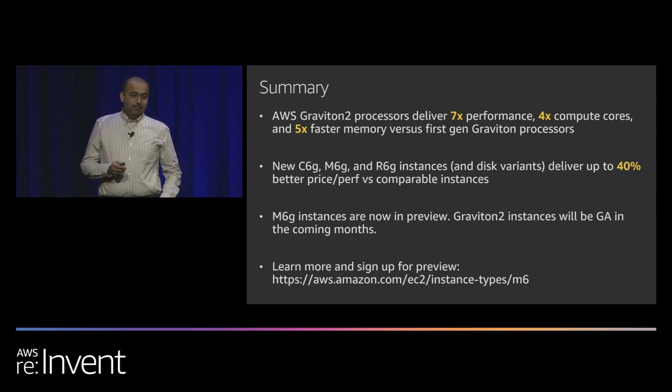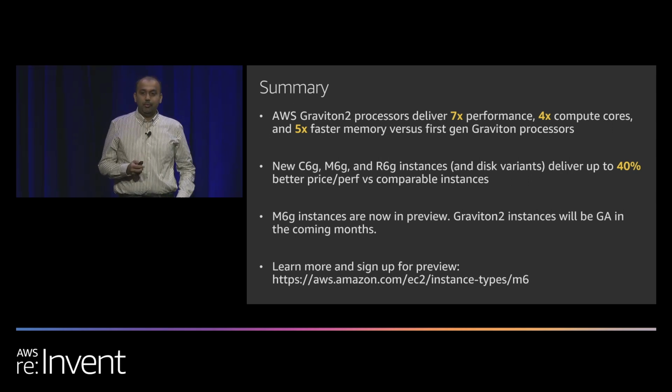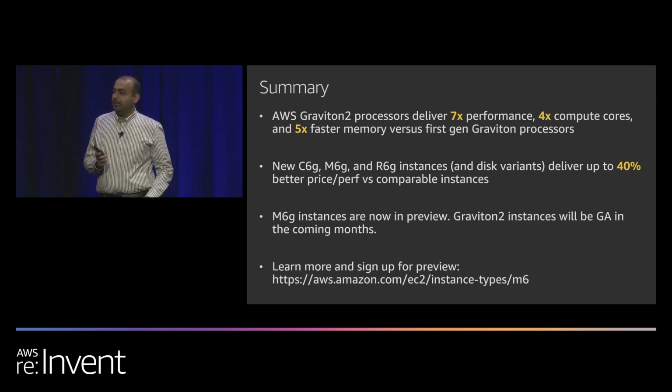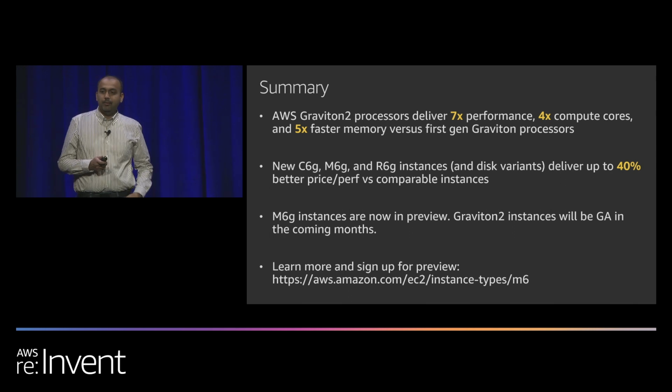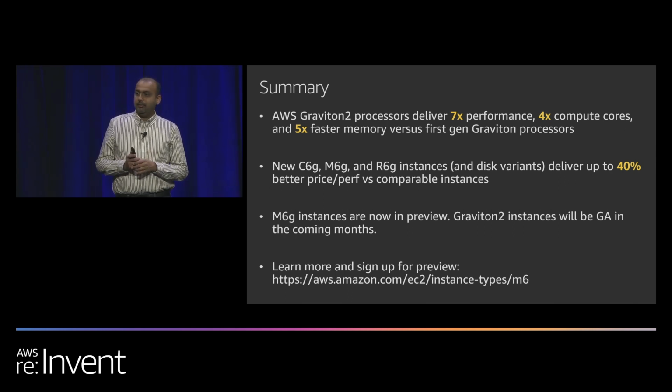So that brings us to the end of our presentation. I just want to leave you with a few key takeaways. So in summary, the Graviton 2 processors offer a significant leap in terms of capabilities from the first gen. We've announced new instance types that offer up to 40% better price performance versus our current comparable instances. And the M6G instances are available in preview today.